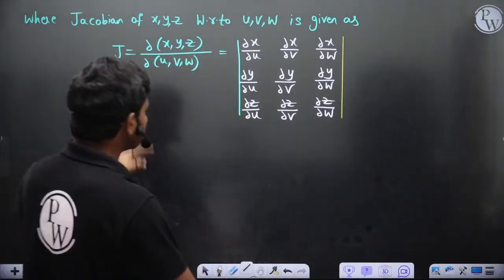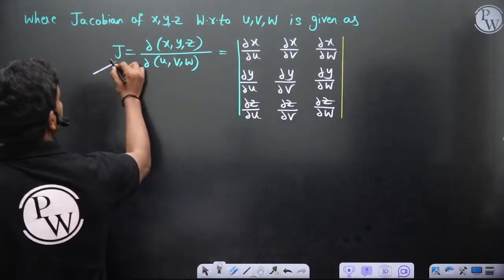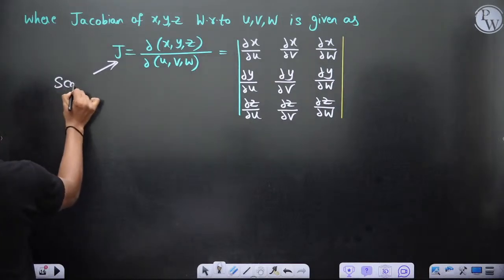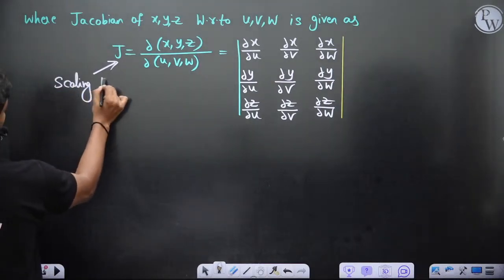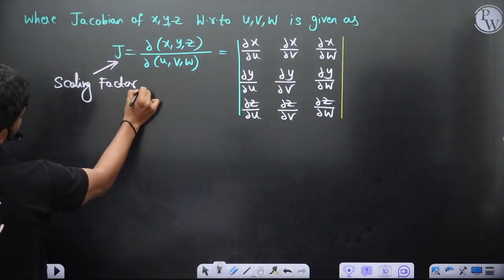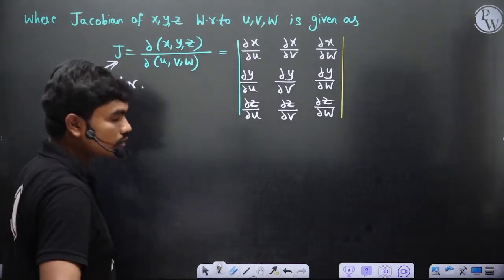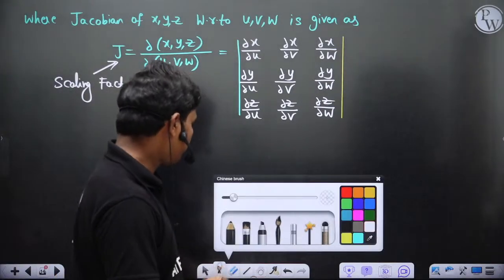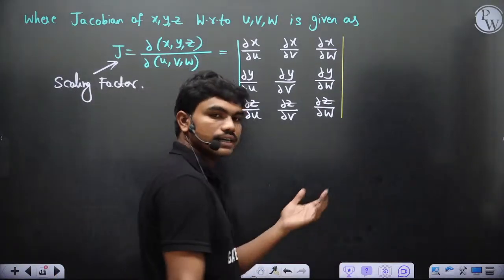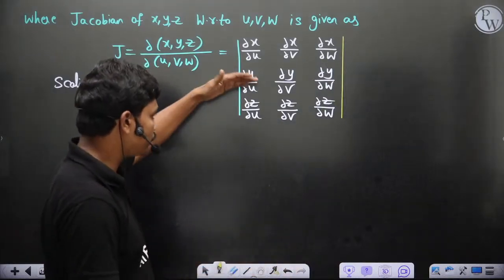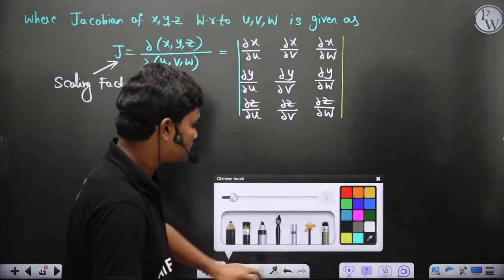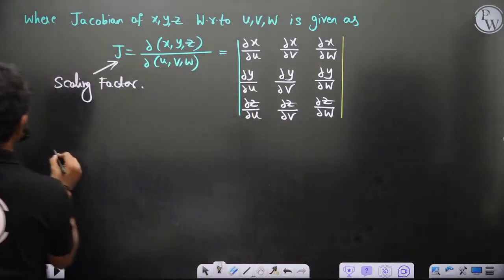Physically, this Jacobian talks about the scaling factor in domains. So this is the Jacobian. Now let's reduce this to two dimensions, and I'll show you a few things.